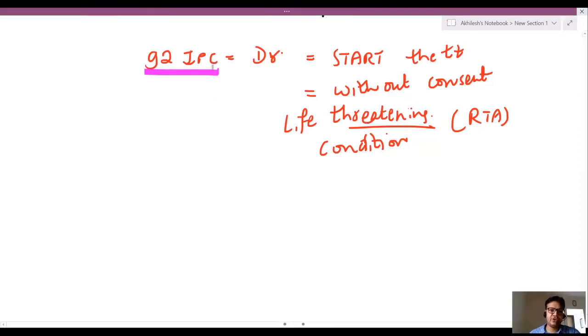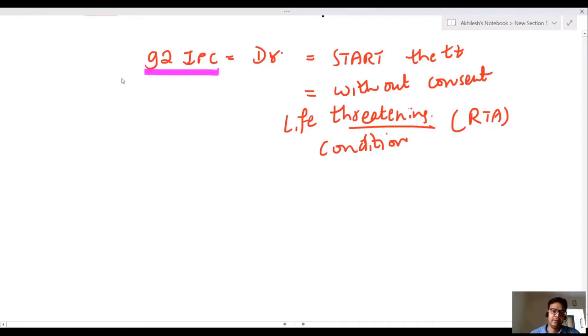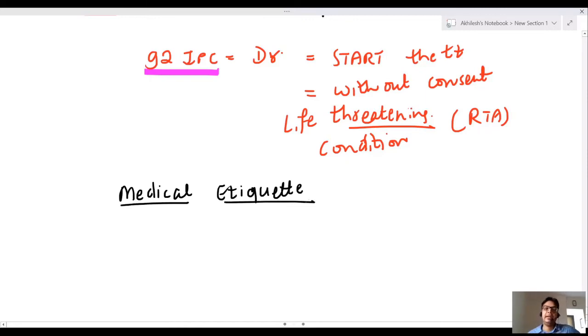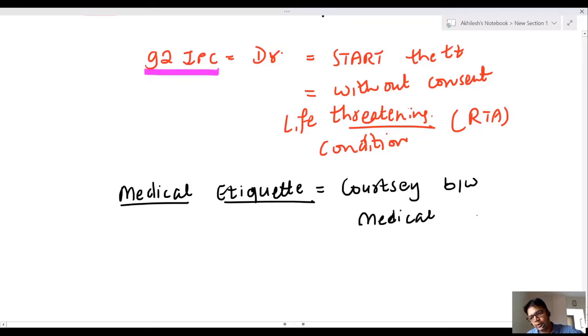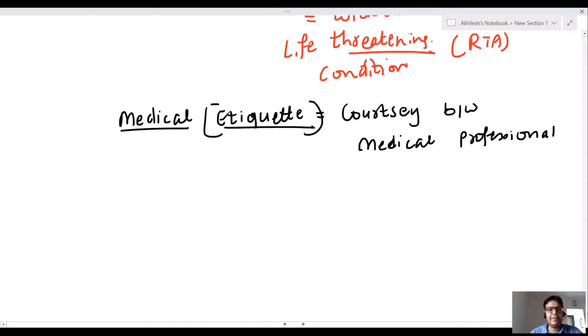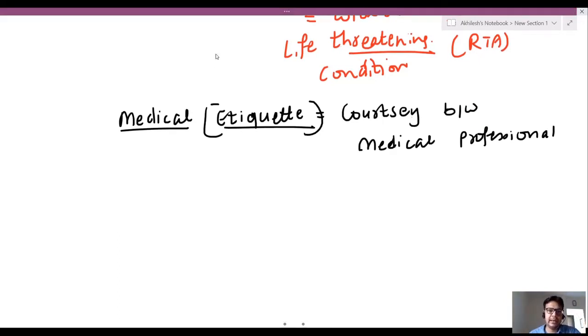Now, sir, the last two words for this topic. Medical etiquettes. It's a courtesy between medical professionals. Sir, all of you doctors in India should help each other. Even if you become a very big doctor, you should have a helping hand for every other medical fraternity. That is etiquette. It is not that if you become a big doctor, you forget the juniors. This is known as medical etiquette.